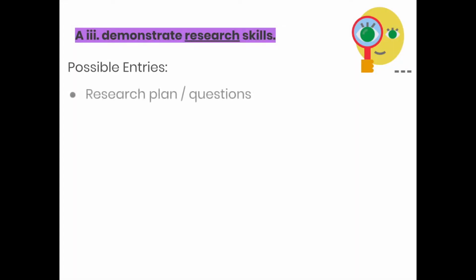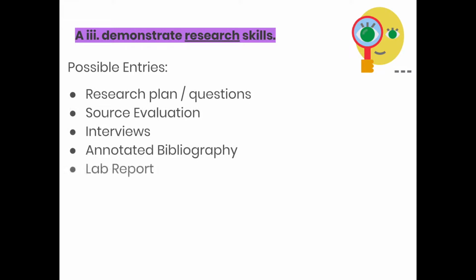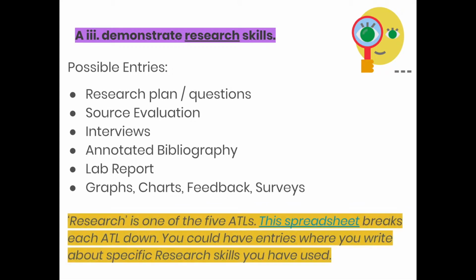So, possible entries: research plans, source evaluations, interviews, annotated bibliographies, lab reports, graphs, charts, feedback, surveys. This is also an ATL. So the 5 ATLs are mentioned in the strands of the personal project assessment. What I want to say here is if you are someone who is just doing chronological process journal entries where you're just documenting what you do each week or every few days, you might have just a little bit of research included in all of those.